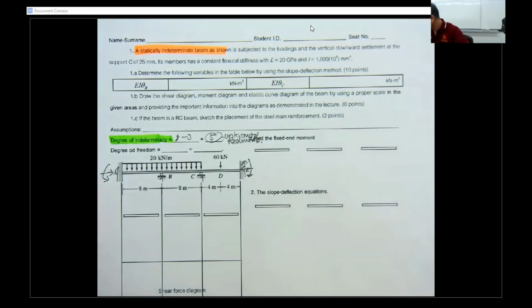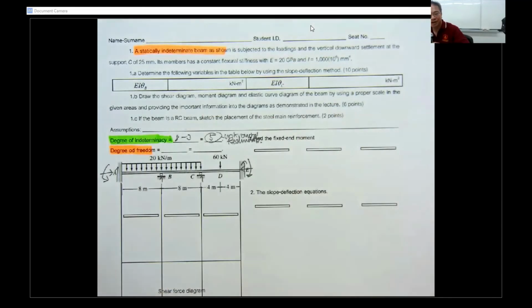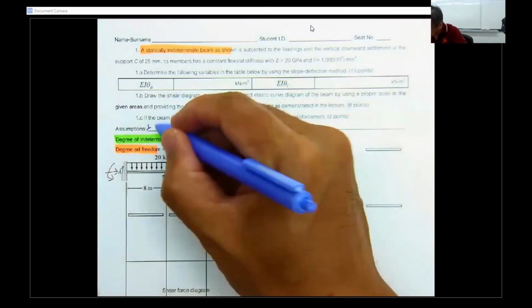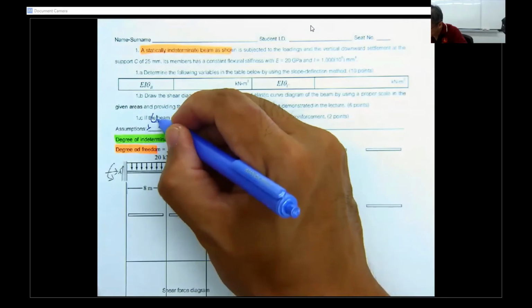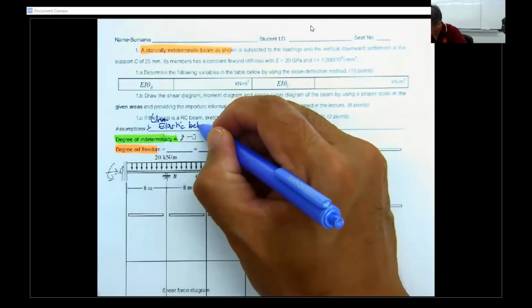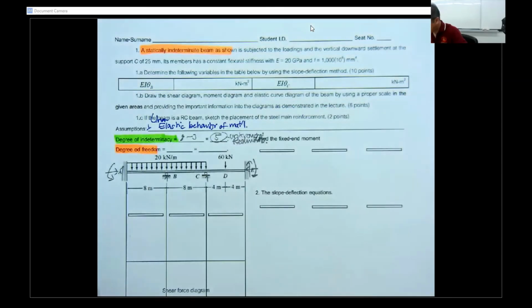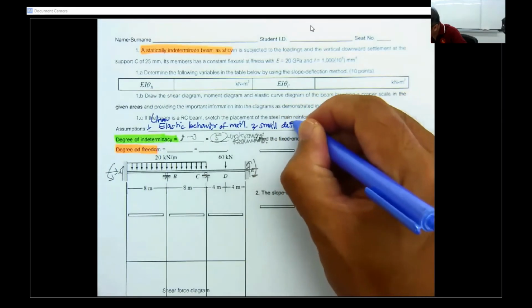And again, coming to this, if you determine the degrees of freedom of this problem, we're going to set up some assumptions. The first assumption is that the material has linear elastic behavior under the forces. And the second, the structure must have small deformation.